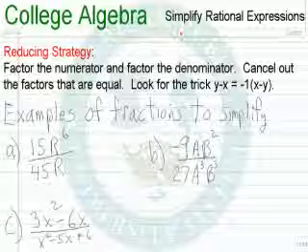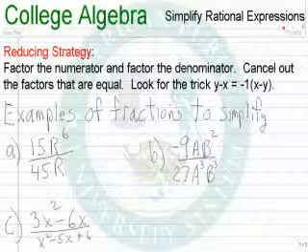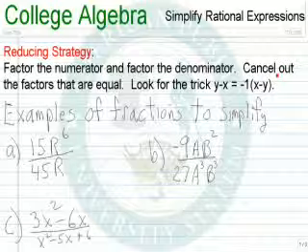Now we want to simplify rational expressions. If you have not looked at the factoring topic, you want to do that now because it's absolutely essential to be successful in doing this. Our reducing strategy: we're going to factor the numerator and factor the denominator and cancel out the factors that are equal. Also, there's a little trick that's helpful.